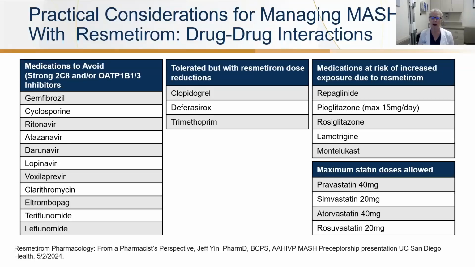So for your statin medications, this is probably one of the most important key points here. You've got pravastatin, you don't want to go higher than 40 milligrams a day. Simvastatin, you don't want to go higher than 20 milligrams a day. Atorvastatin, 40 milligrams a day, and then rosuvastatin, 20 milligrams per day.